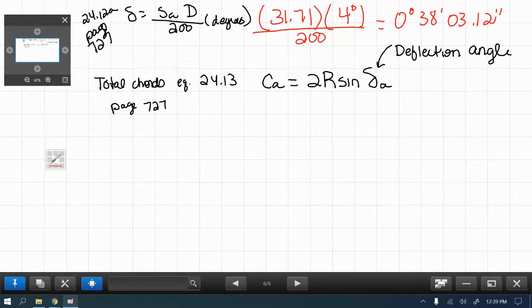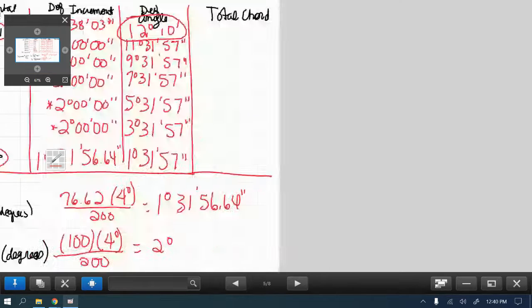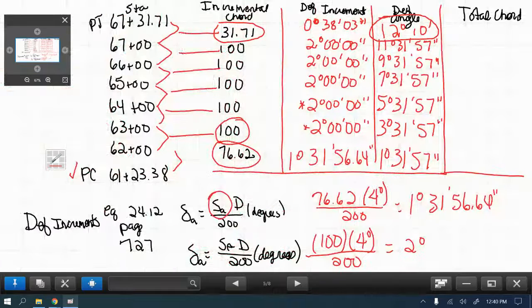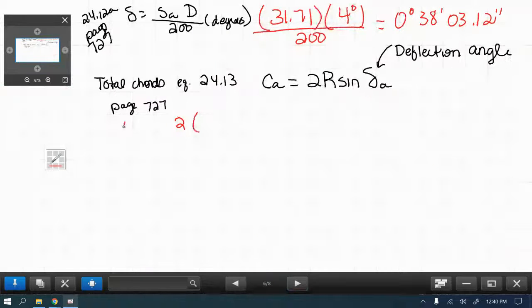So I'm going to use equation 24-13. I need to do total chords. So it's going to be 2R sine the deflection angle. So for the first one, this is going to be 62. So I'm going to write 62 here.